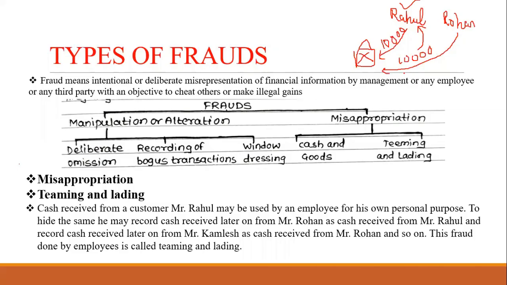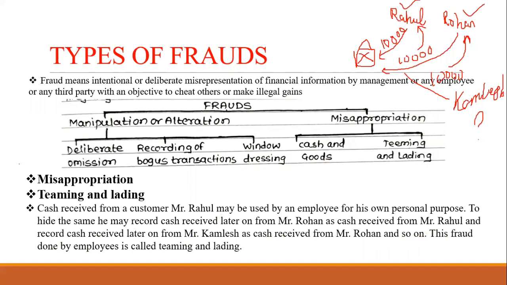Now there's another customer called Kamlesh. Let's say he also comes and pays 10,000 to the company. Again, his 10,000, you are not recording into his account, but you are recording into Rohan's account, thereby fulfilling Rohan's account also. Now Kamlesh's amount is still pending. In that case, cash received later from Kamlesh is recorded as cash received from Rohan, and so on. This fraud done by an employee is called teaming and lading.